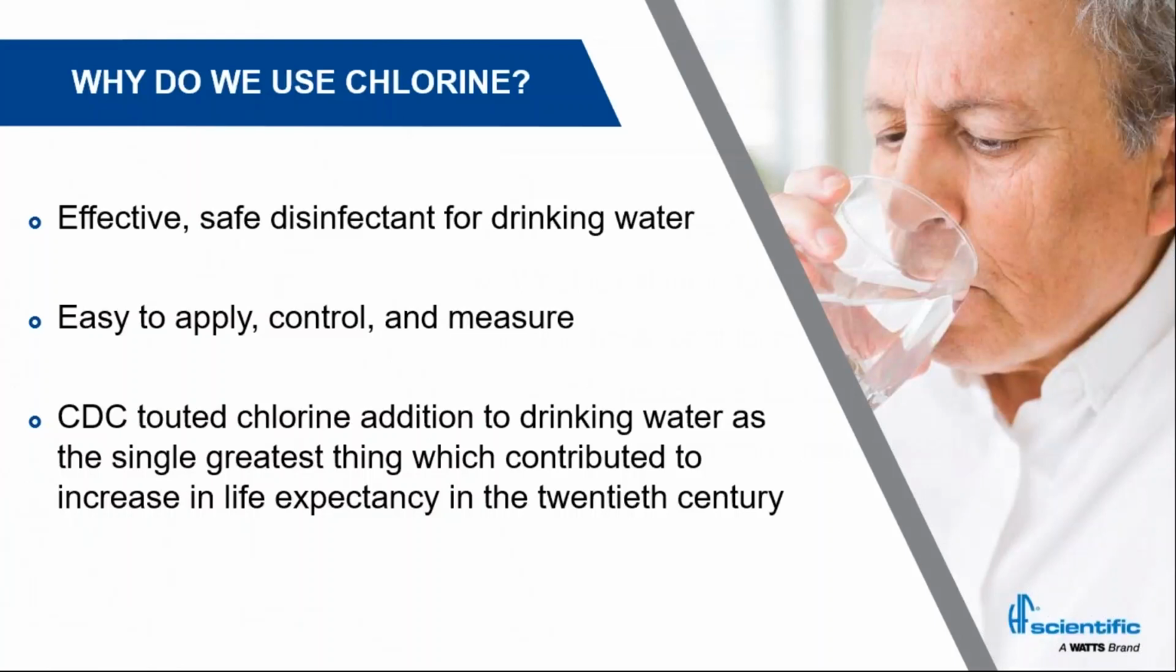So there are a myriad of disinfection options available to us, such as chlorine, ozone, UV, and chloramines. But the US EPA requires drinking water to be treated with a disinfection method which has a residual at the water utility customer's tap. So in the US, this limits us to chlorine and chloramines for drinking water. And it's an effective, safe disinfectant for drinking water. It's easy to apply, control, and measure.